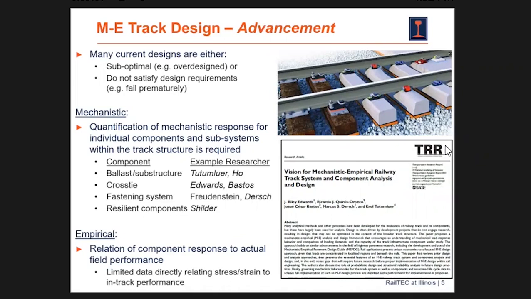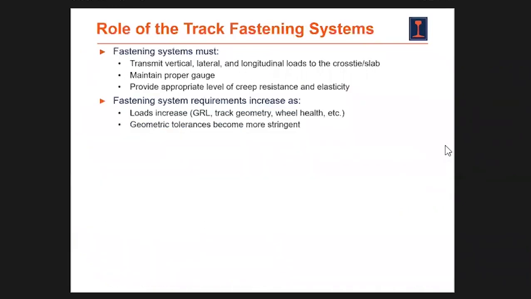We have silos of data that aren't speaking to one another, and we need to actually be able to combine people and communicate a little bit better. And so that's the vision for where this can go. Putting that in context of trying to be able to improve design, we're in a fastening system session. I imagine many of you are well versed in what fastening systems do and how they're designed. But for anybody who's not, they have to transmit vertical, lateral, longitudinal loads, maintain proper gauge, and be able to provide appropriate levels of creep resistance.